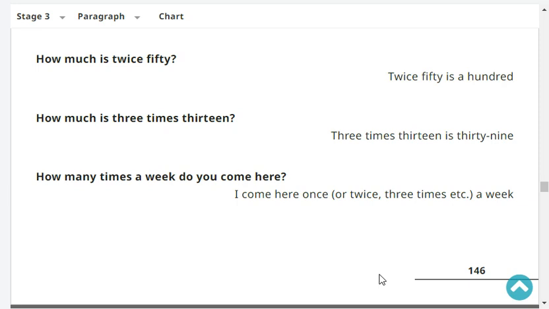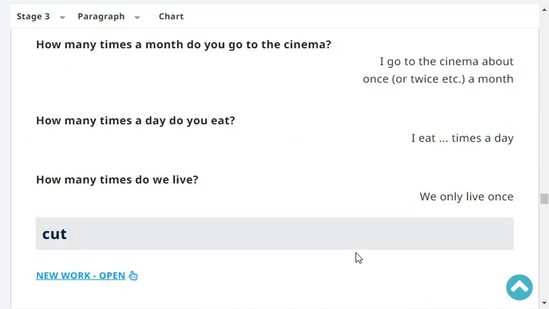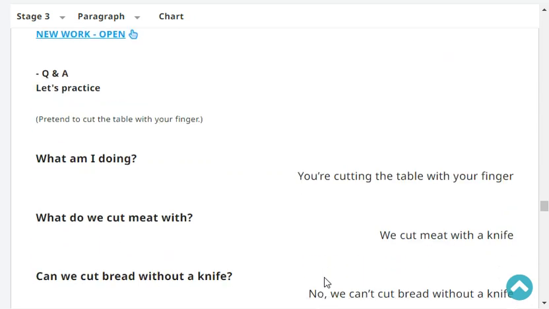How many times a week do you come here? I come here five times a week. Very good. How many times a month do you go to the cinema? I go to the cinema about once a month. Very good. How many times a day do you eat? I eat two times a day. Very good. How many times do we live? We only live once. Very good. Okay, next.